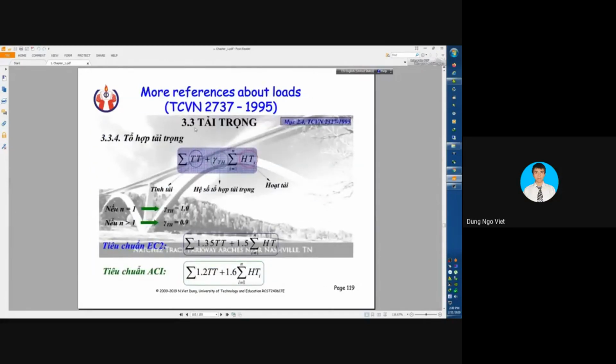And here is the load combination. Load combination is the summation of the dead loads and other live loads with the combination coefficient. And here we have the Vietnamese load combinations formula. And here we have the load combination formula for European Eurocode 2. And here is the American code ACI. It's the formula for the load combination for American standards ACI.